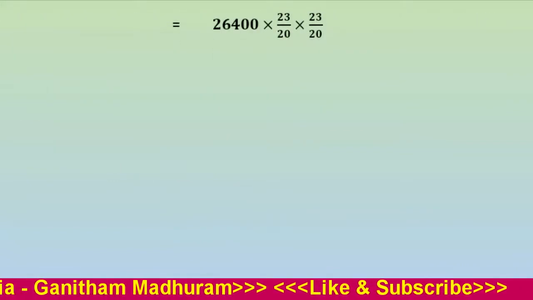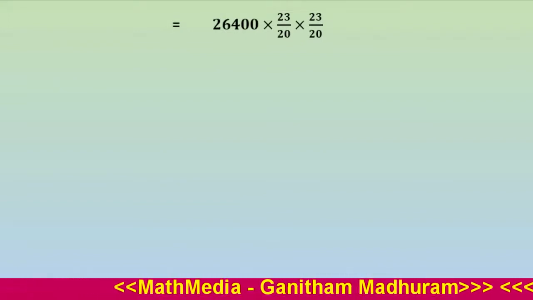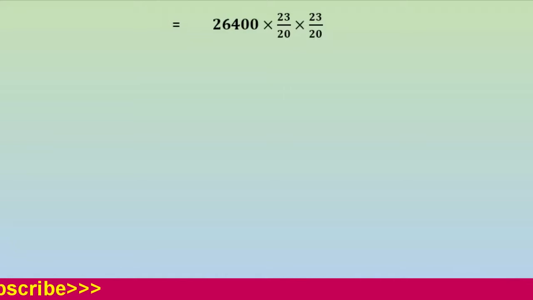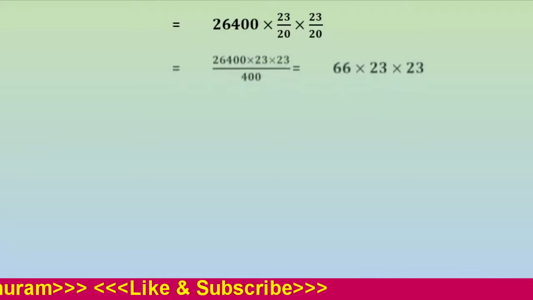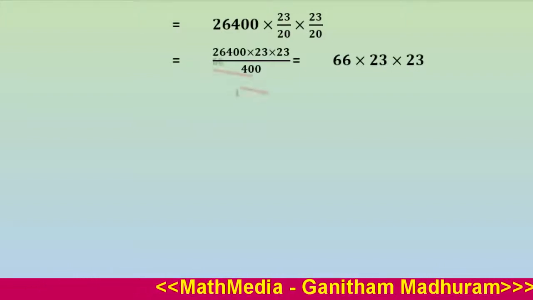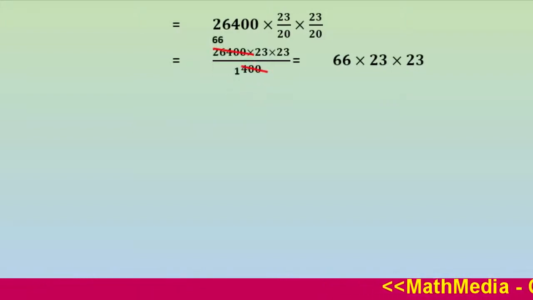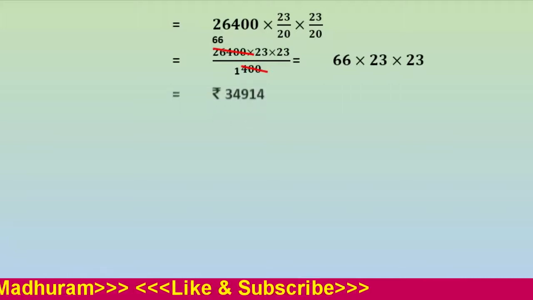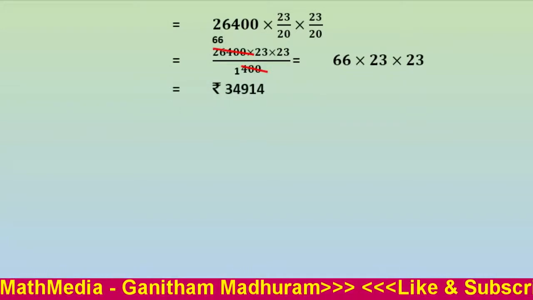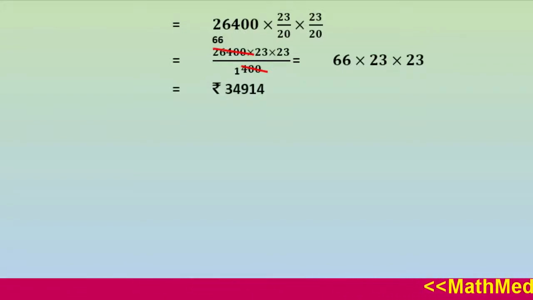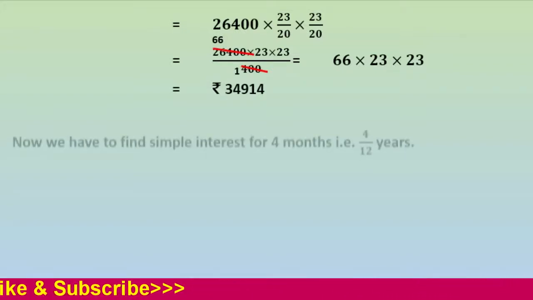Now we get 26,400 into 23 upon 20 into 23 upon 20. Now multiply the numerators and multiply the denominators, and after cancelling we get the numerator as 66 into 23 into 23. That is rupees 34,914. This is the compound amount for 2 years.